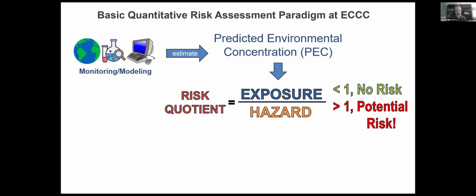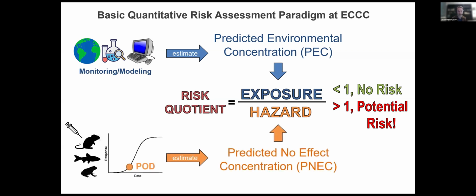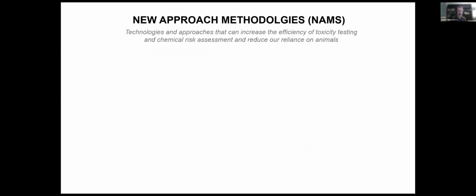For exposure levels, this is generally estimated from monitoring, but more often from modeling data. And this is done to estimate predicted environmental concentration. And the hazard component is derived from animal exposure experiments, where there's a dose response type study where we get a point of departure that's used to estimate a predicted no effect concentration. And as we just talked about, the traditional animal testing methods are very expensive and time consuming and not necessarily effective. And so there's been a lot of effort to develop so-called new approach methodologies, or NAMs.